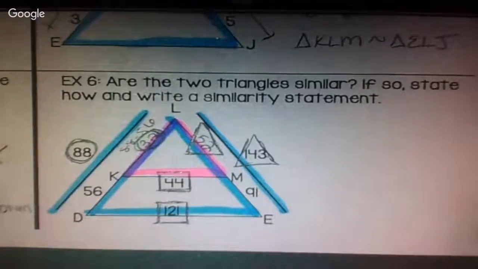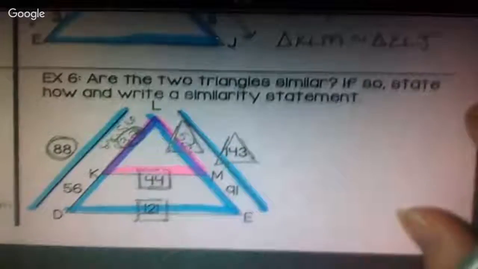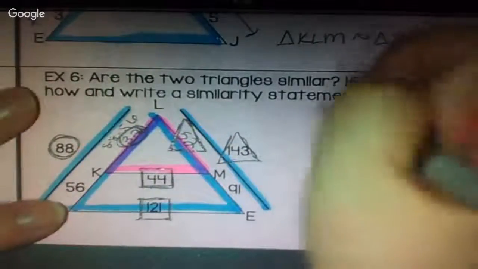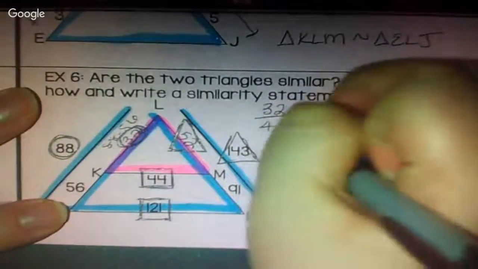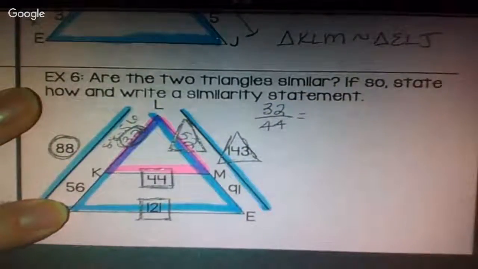So 56 and 91 really have nothing to do with it when you're trying to prove these similar. So we're gonna try. Let's do 32 over 44, which means that goes with.